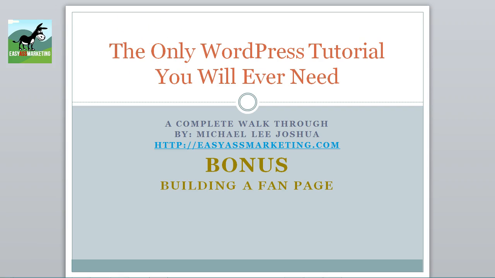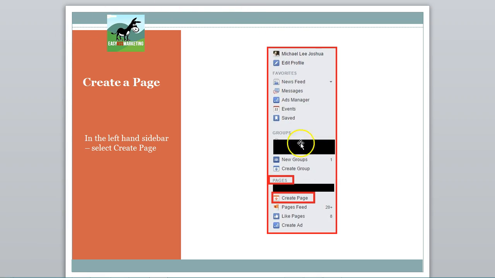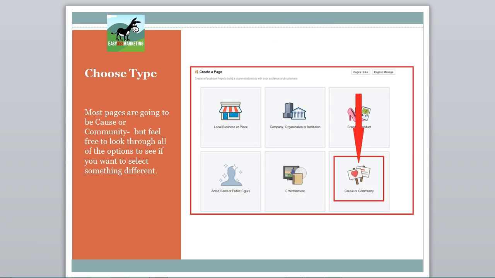in Facebook. So first of all, on the left-hand sidebar, when you're looking at Facebook, there is a section called Pages and a Create Page button right here. Just click that Create Page. Now you need to choose what type of page. You might have a local business or something that you're getting ready to build a fan page for.